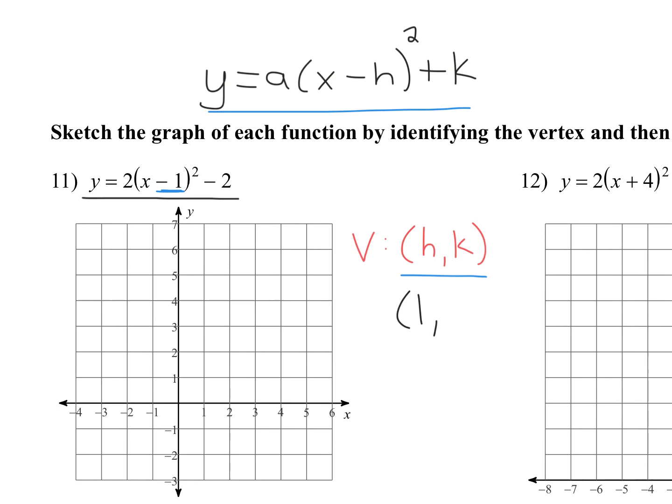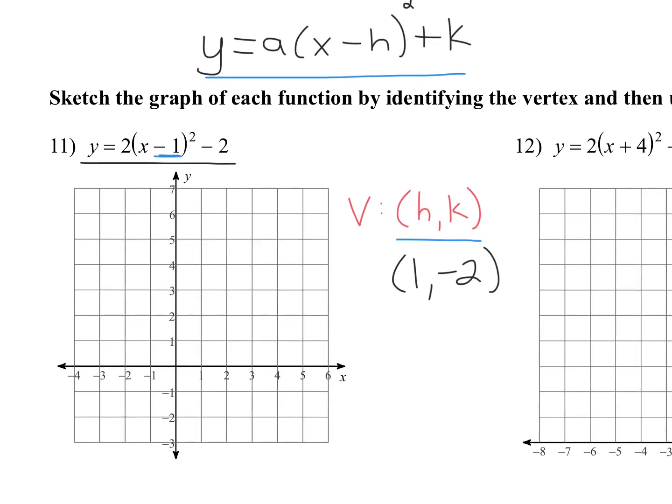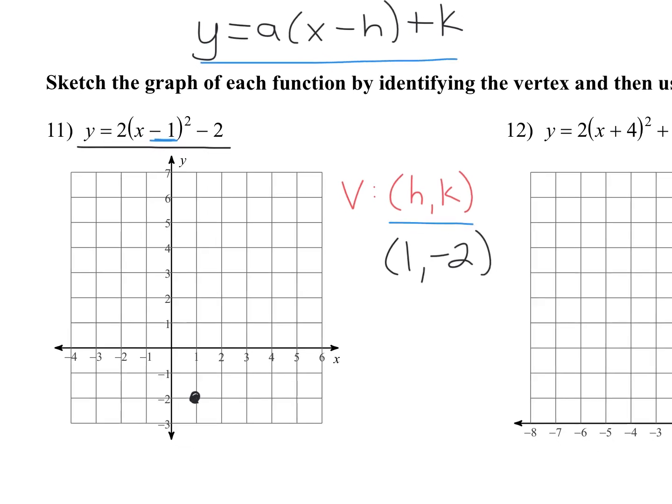And then what is my K? Your K is negative 2. That is our vertex, so plot that if you already have it. Good. That is our vertex. Now, how do we get the rest? How do we get the others?